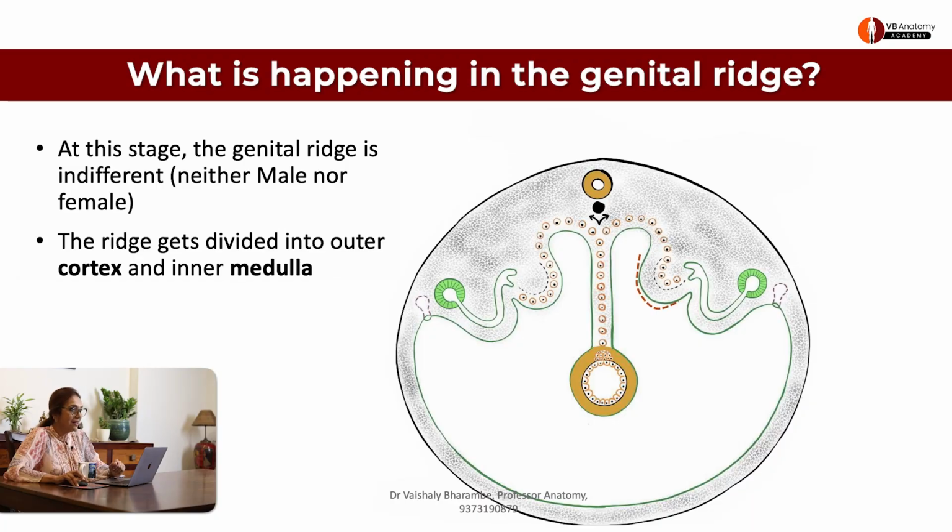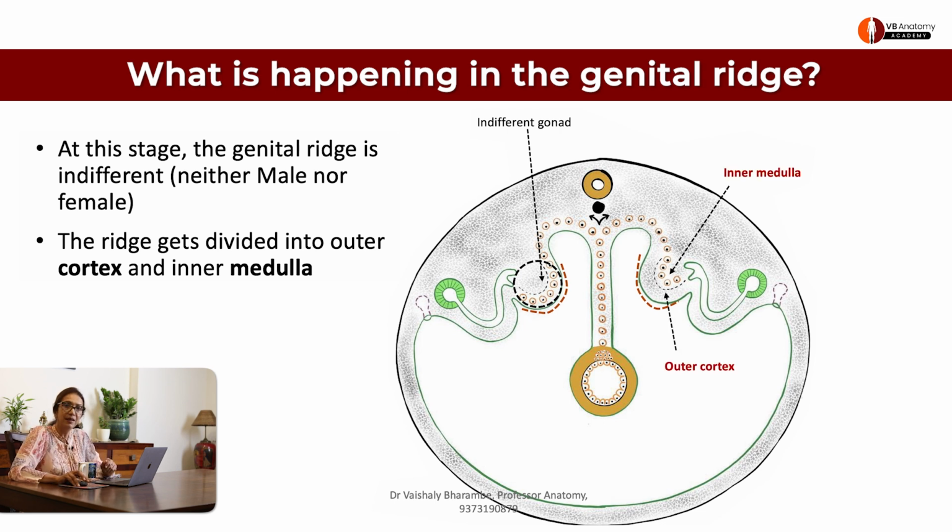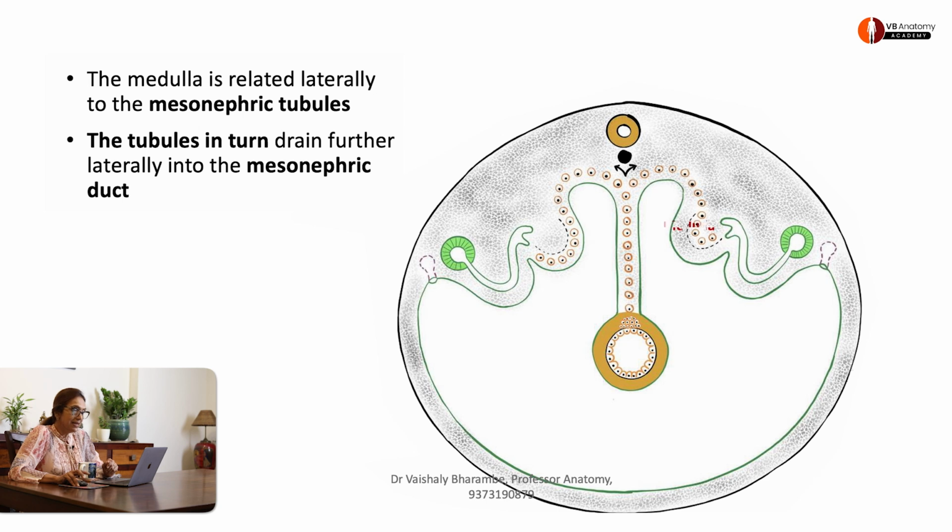Now what happens? Now this is a section through the developing embryo. Okay. This is the genital ridge on both sides. This at this point is an indifferent gonad. Do you know what's an indifferent gonad? It has no gender. It can be converted into a male, it can be converted into a female. It gets divided into an outer cortex and an inner medulla. This medulla, in turn, is laterally related to the mesonephric tubules, which are draining into mesonephric ducts.